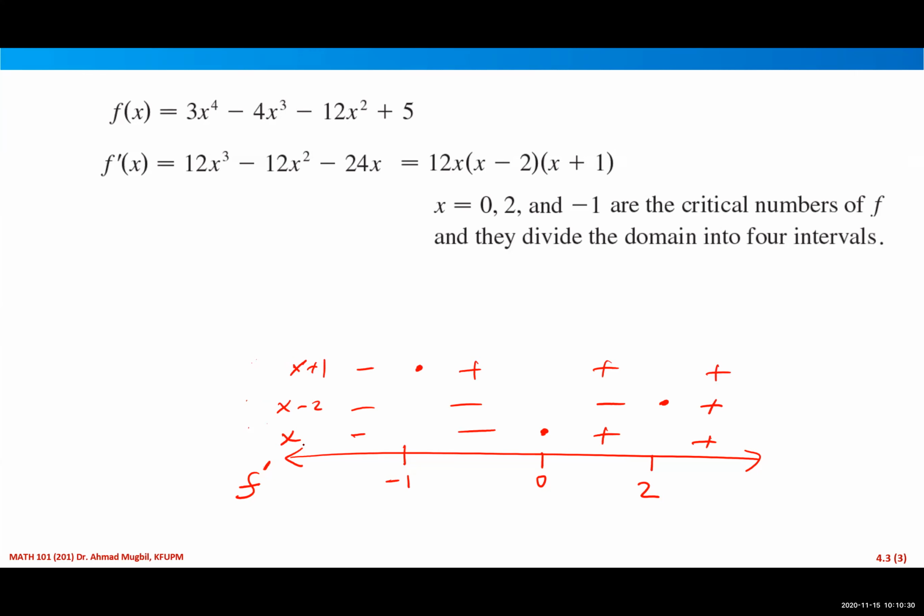Now the derivative is the product of them. So the product of this times this times this, what will we have? Negative times negative times negative is negative. Here it will be positive. Negative times negative is positive. Here it will be negative, because positive times negative is negative. Here all of them are positive.